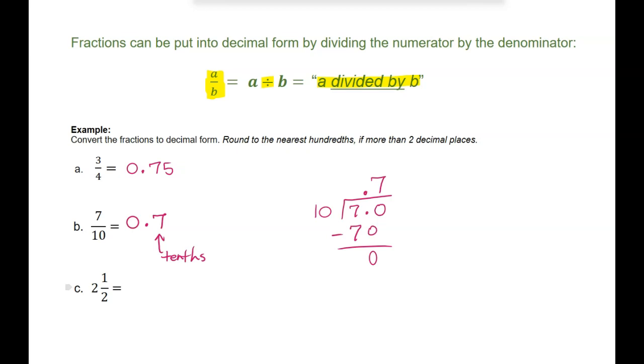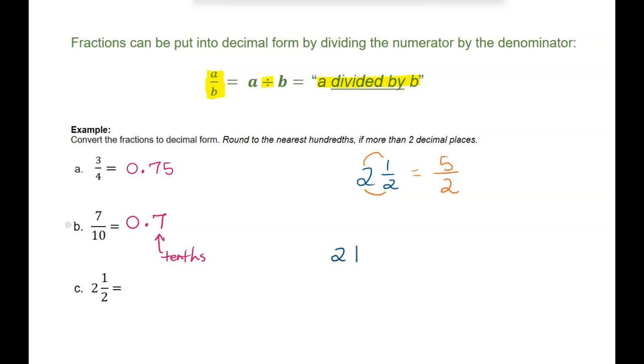Okay, let's look at 2 1/2. Now there are a couple ways you can go about this one. We can change this into an improper fraction. 2 times 2 is 4. 4 plus 1 is 5. Remember, we said to keep that denominator, so we have 5 halves. So you can do that and then set it up as 5 divided by 2.